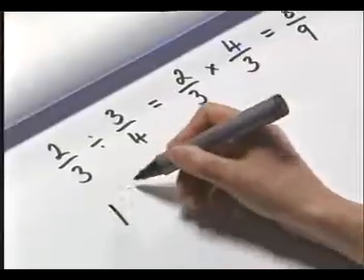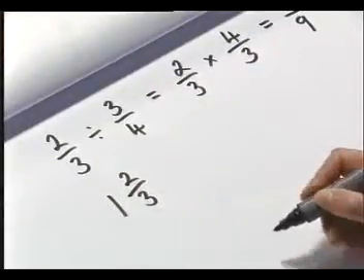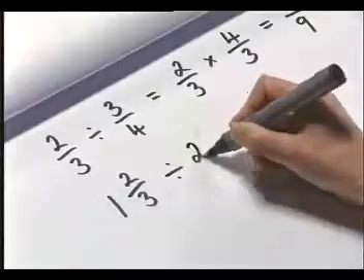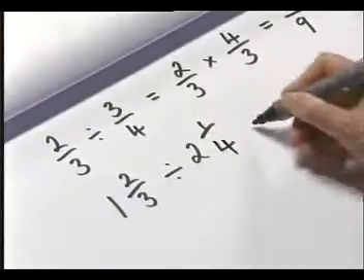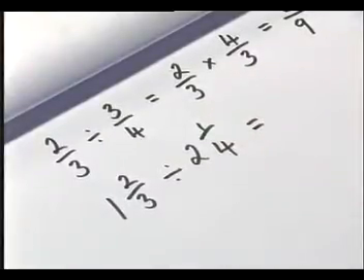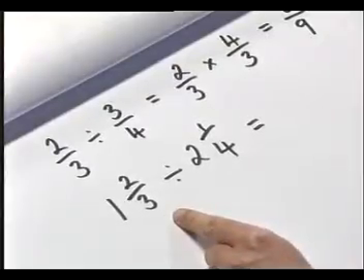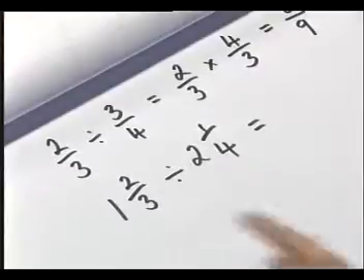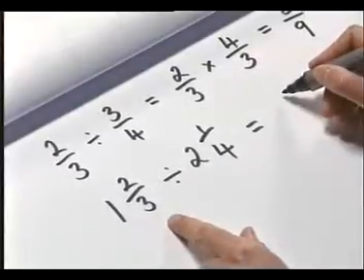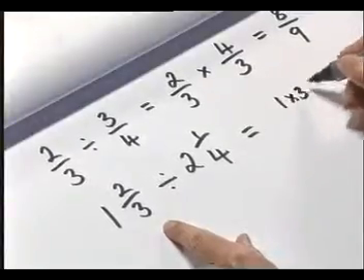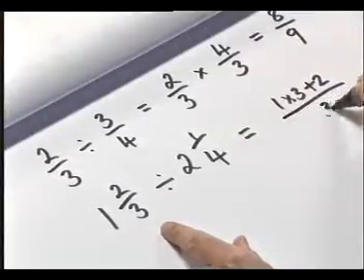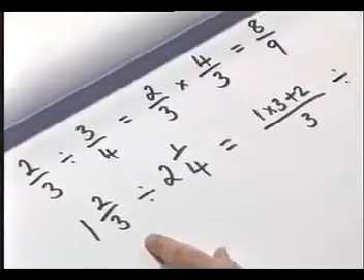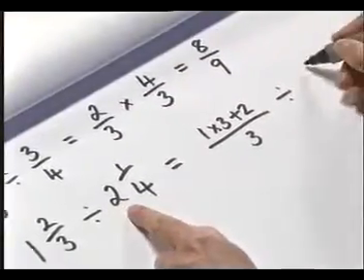Finally, how do we deal with mixed fractions? Well, let's have a look at an example. We've got 1 2/3 divided by 2 1/4. And it's exactly the same as we did before. We must turn mixed fractions into improper fractions before we do the division. So 1 2/3 is 1 lot of 3 plus 2, over 3, divided by 2 1/4.